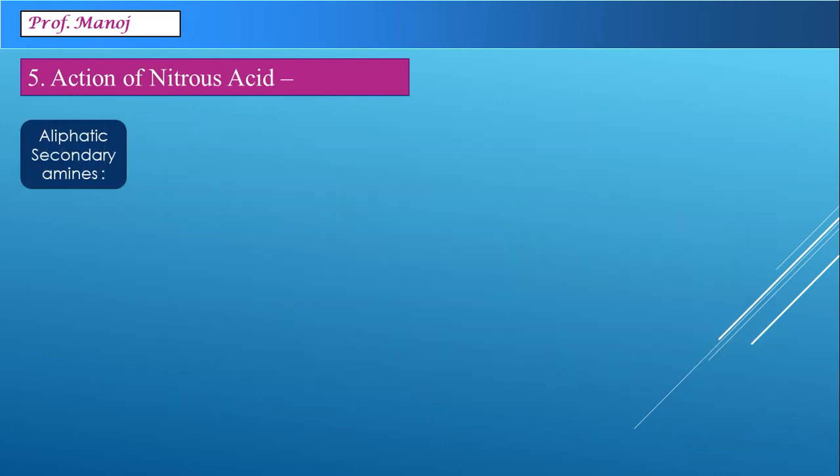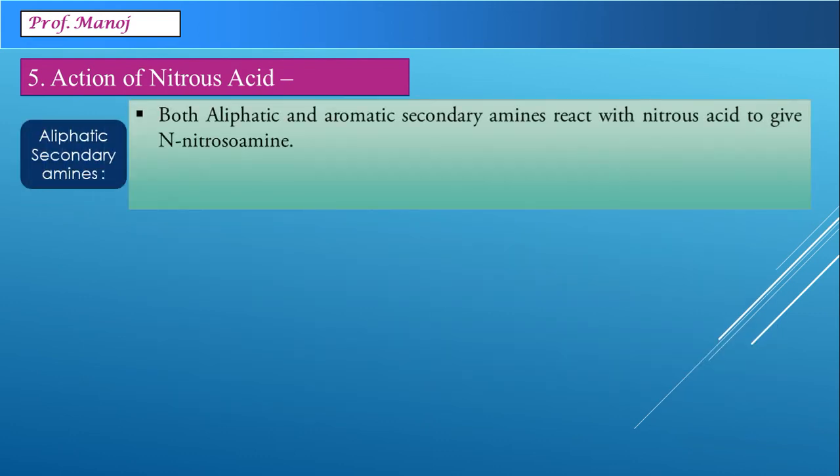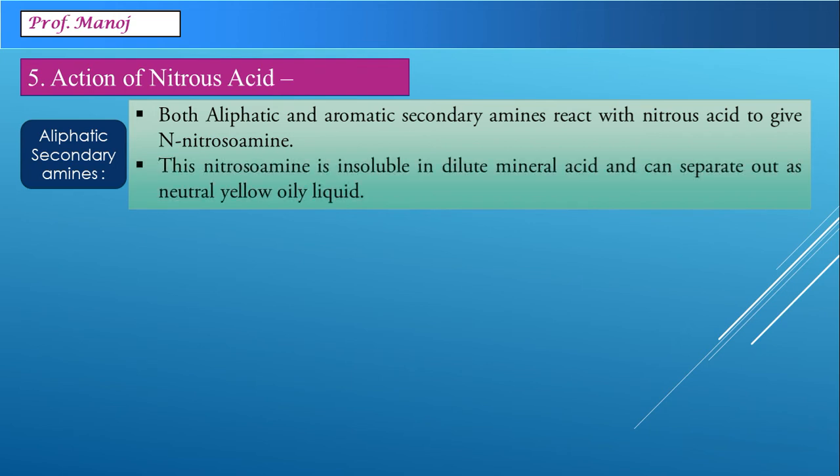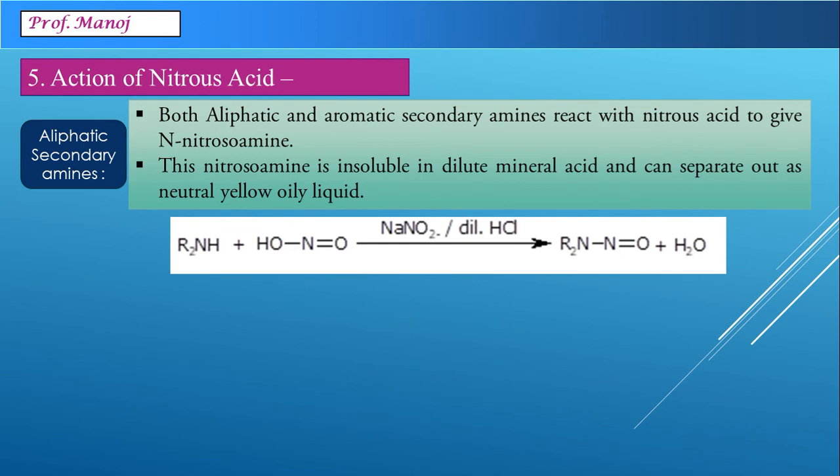Let us see now aliphatic secondary amines. Both aliphatic and aromatic secondary amines react with nitrous acid to form N-nitrosoamine. These nitrosoamine products are insoluble in mineral acids and immediately separate out as a neutral yellow oily liquid. So if you see a reaction now, it's R2NH with HNO2. So H and OH will go out as H2O and the nitroso functional group attaches to nitrogen.